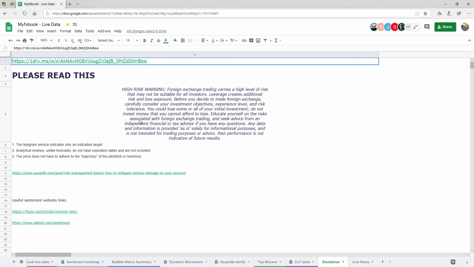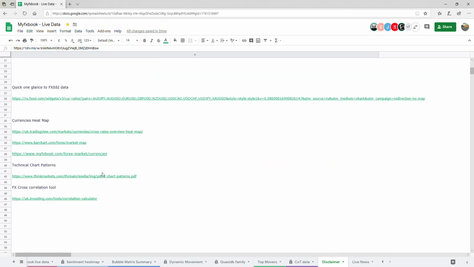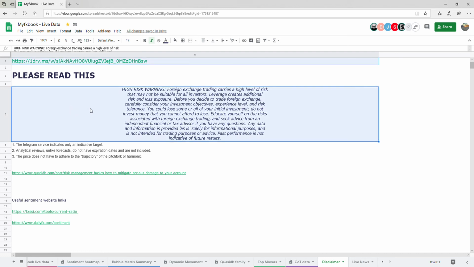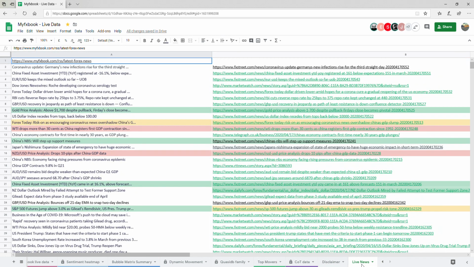Don't overtrade. Keep to sensible risk. Have low risk, large gains. The Telegram service indicates only indicative targets. It might not reach. Just be careful. There's some links there as well. Just be careful, because we're in one of the riskiest environments in the world. So just take care.